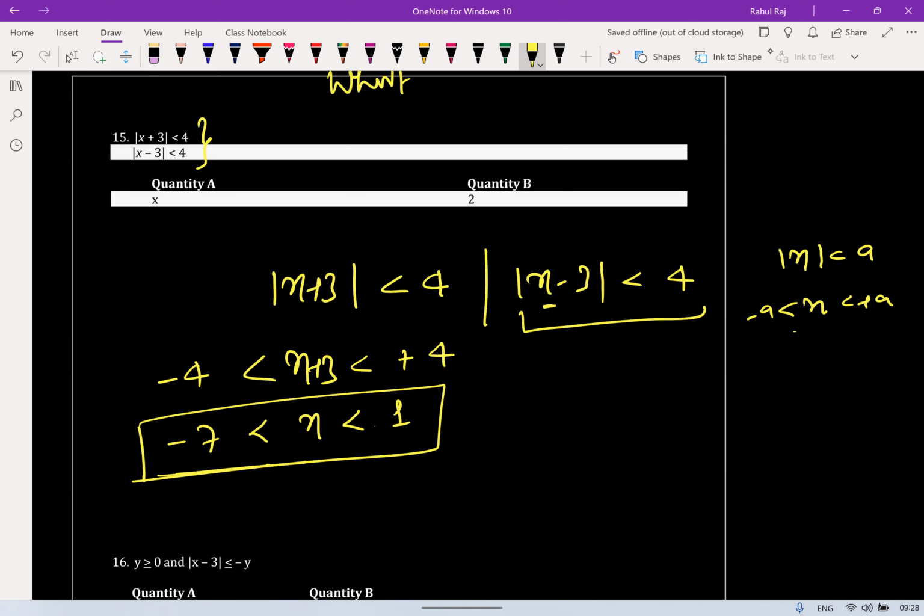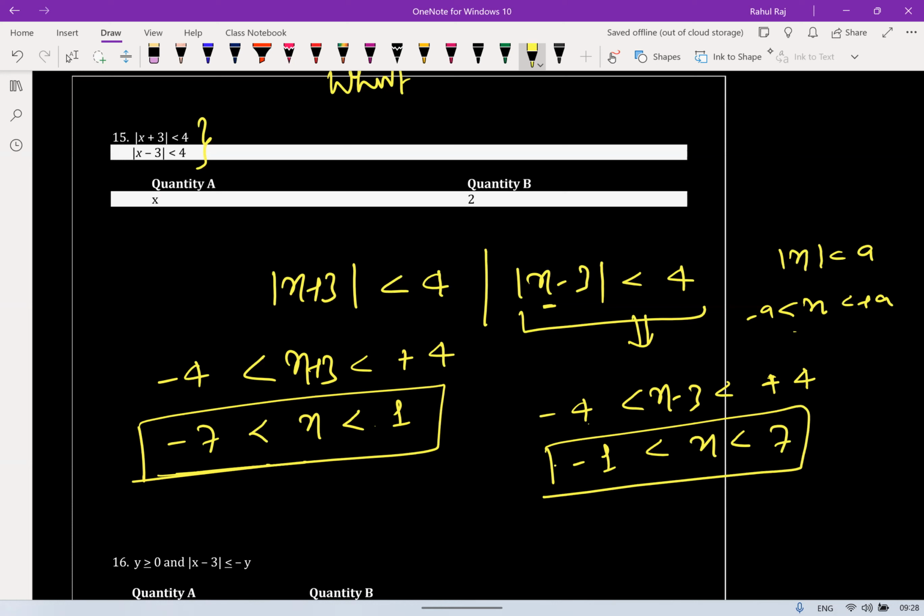But the point is we have to take both the equations simultaneously. Let's check over here. In this case, x minus 3 lies between -4 and +4. Agreed? So if I add +3 here, -4 plus 3 is -1, and 4 plus 3 is 7, right? So when you actually plot them on a number line, the common value will be x lies between -1 and 1.